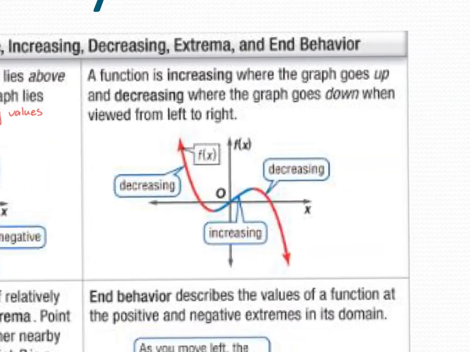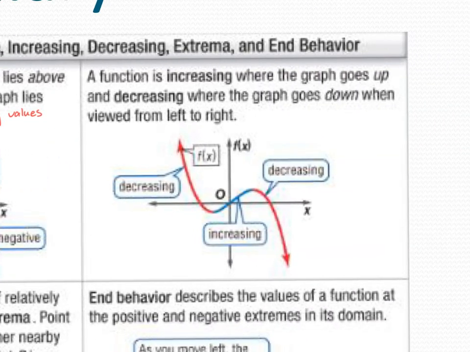Next, we have decreasing and increasing. Decreasing and increasing refers to the slant of the line. So imagine that you had a marble, and the marble is going to roll down this hill. Anytime the marble is going down, it's decreasing. Anytime the marble is rolling up, then it's increasing. And then again, it goes down.